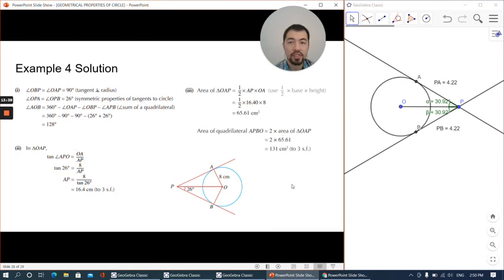The last question is to find the area of the quadrilateral. We can first look at the area of the triangle APO. APO is half times 8 times 16.4, which equals 65.61 centimeters squared. And then for the area of the quadrilateral, we just need to multiply the triangle by 2. So 2 times 65.61 equals 131 centimeters squared. So that would be the example.